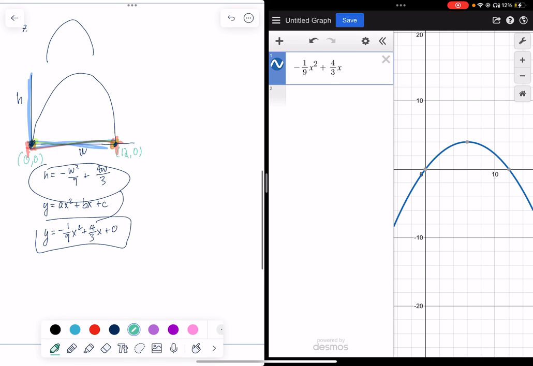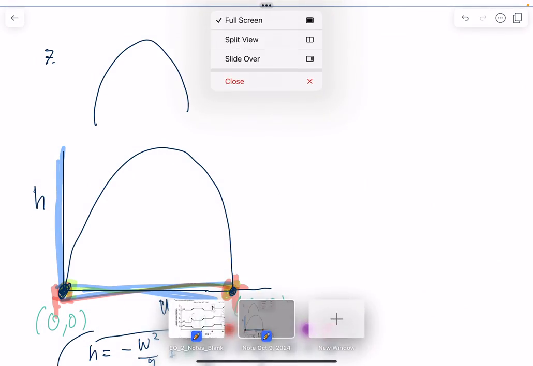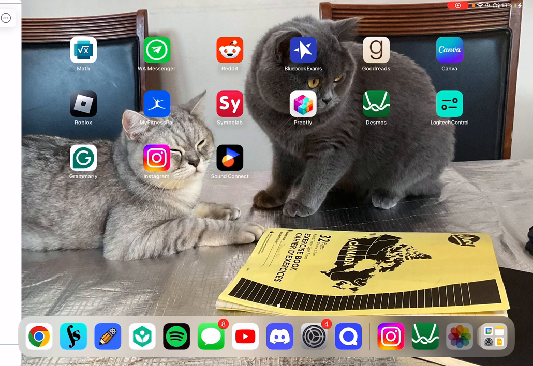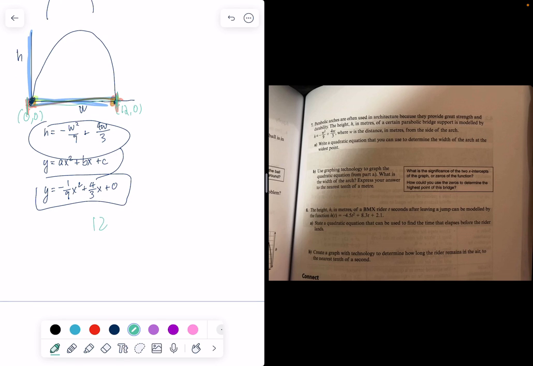Now, let's go back to the question first. It says, what is the width of the arch? If we want to know the width of the arch, we find from here to here. We already know the points. 12 minus 0 is equal to 12 meters. I believe that's how you do it.